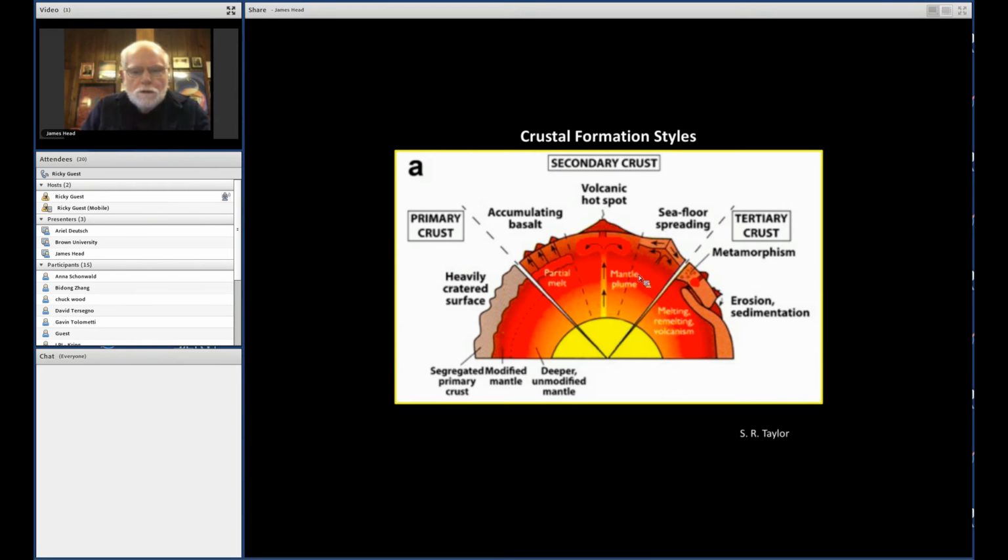So we're going to focus on the secondary crust on the moon, and of course that's the middle part there. And indeed, we don't see much evidence for volcanic hotspots. We don't see any evidence for seafloor spreading, of course. So it's really the left-hand part here. It's vertically accreting basalt from partial melting of the mantle.